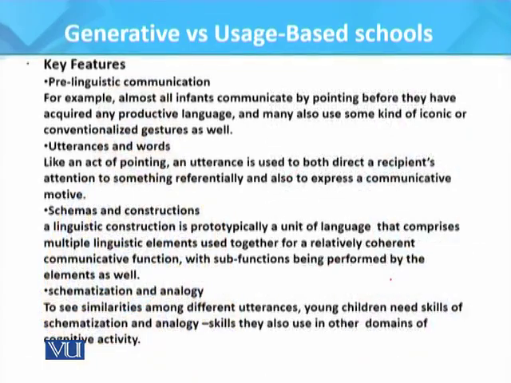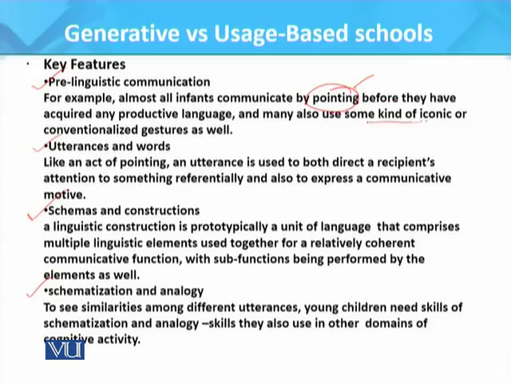Now the key features of this particular theory are pre-linguistic communication, utterances and words, schemas and construction, and schematization and analogy. Pre-linguistic communication talks about how infants in their early months of age communicate and the way they communicate. For example, almost all infants communicate by pointing before they have acquired productive language. So they do not use any word or utterances. They point and fulfill their functional purpose.